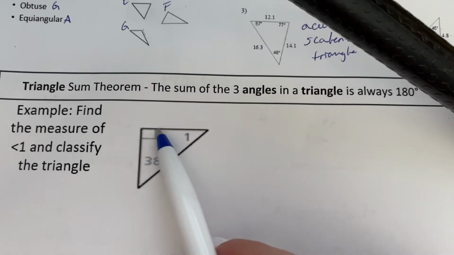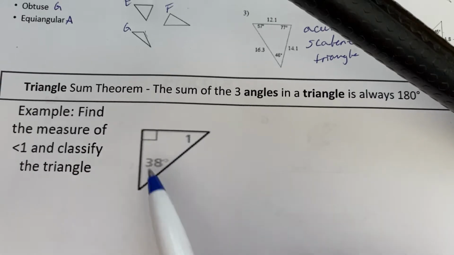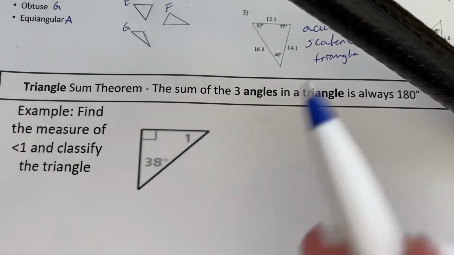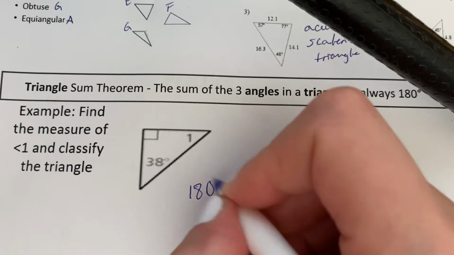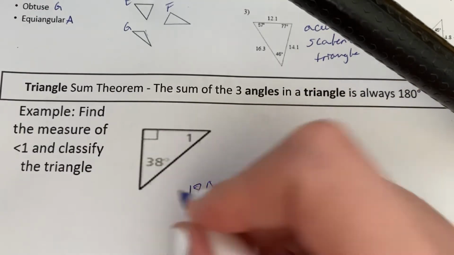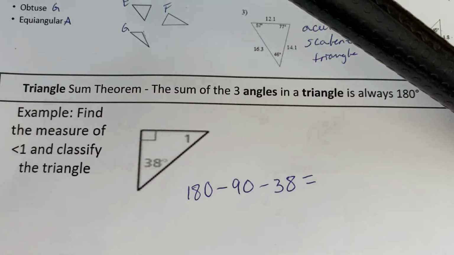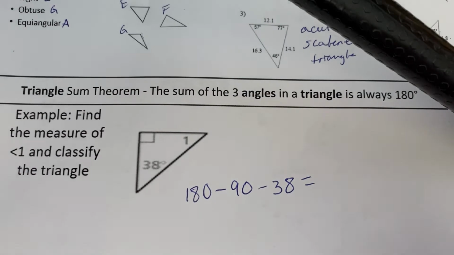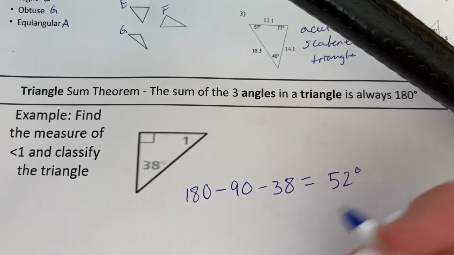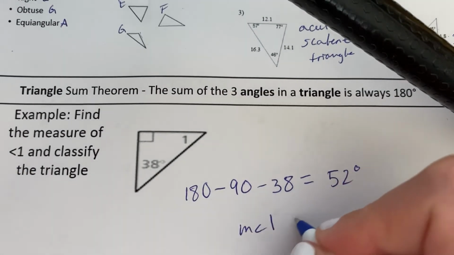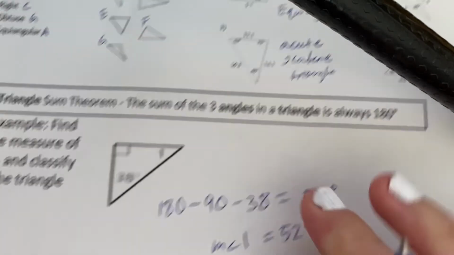If we're given a right angle and one other angle, then we can find the missing angle by doing 180 minus 90 minus 38. And that'll give me my angle there. So 180 minus 90 minus 38 gives me 52. So the measure of angle 1 is 52 degrees.